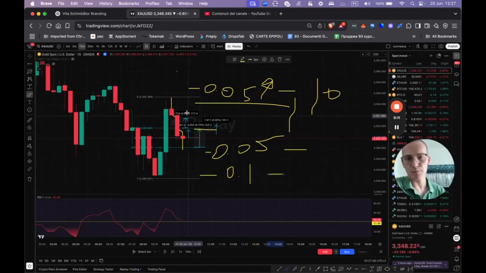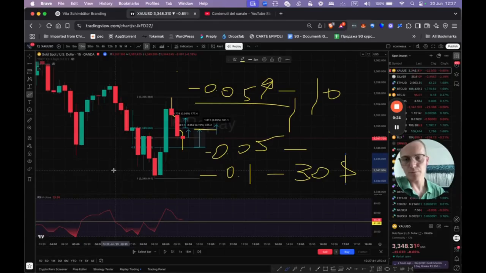0.1 lot on a 0.1% move is about $30 profit, if we're talking about gold. There are a lot of such situations within a day. Now I'll show you some other examples.